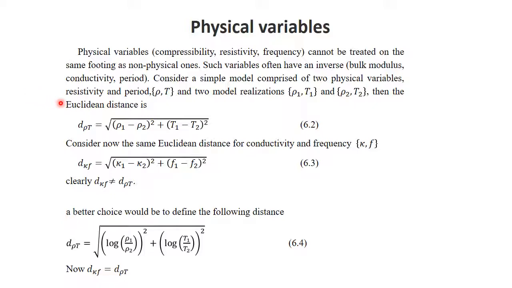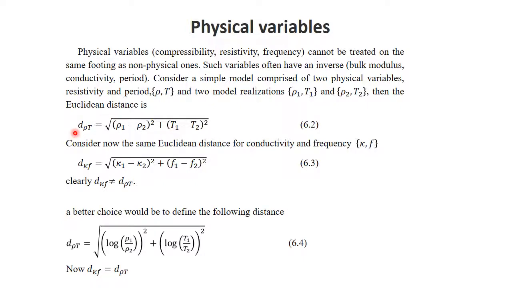Consider, for example, two physical variables, resistivity and period. If I have a system modeling both uncertainty and resistivity and period, then I have a question. Should I model in the space of resistivity and period, or should I model with the inverse, which would be conductivity and frequency? If I would be using a Euclidean space, I run into problems.